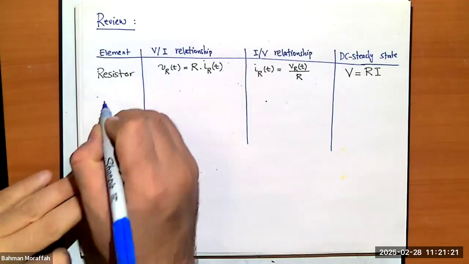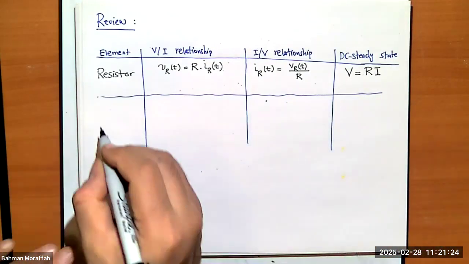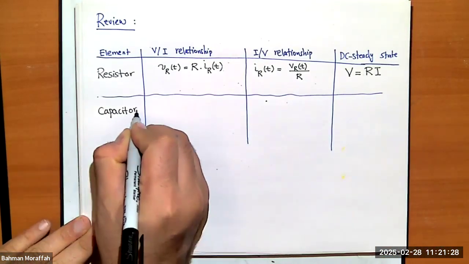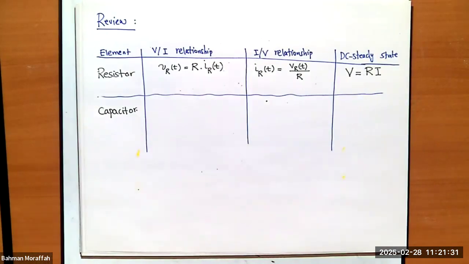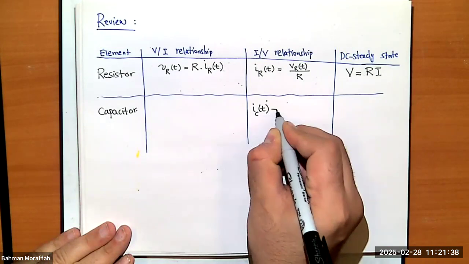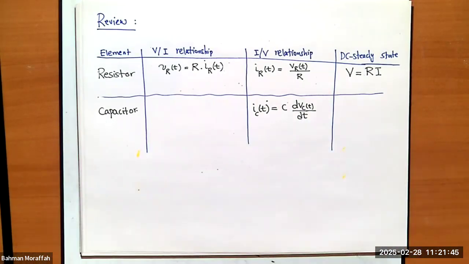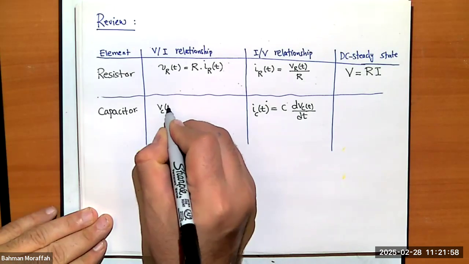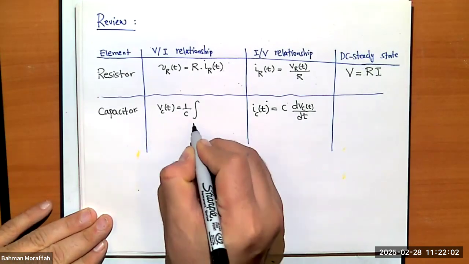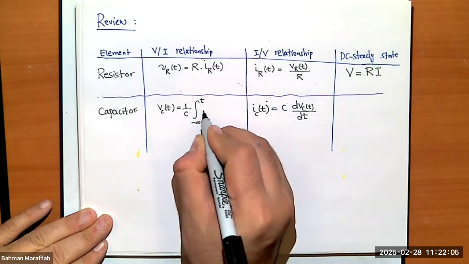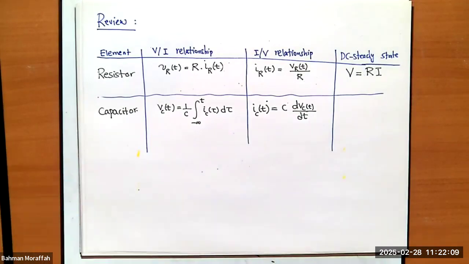The next element we have is a capacitor. We know the IV relationship for a capacitor is through a derivative. So IC of t equals C dVc/dt. And since this relationship is linear, we can find the inverse of it, and we know the inverse of a derivative is an integral. So I know the VI relationship: voltage across the capacitor equals 1 over C, integral from minus infinity to t, of IC of tau d tau.